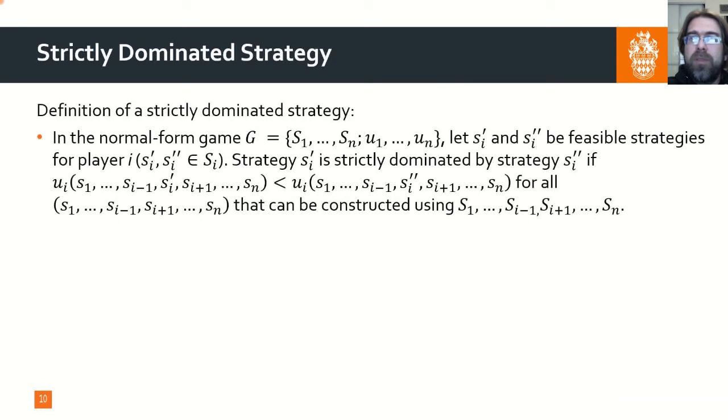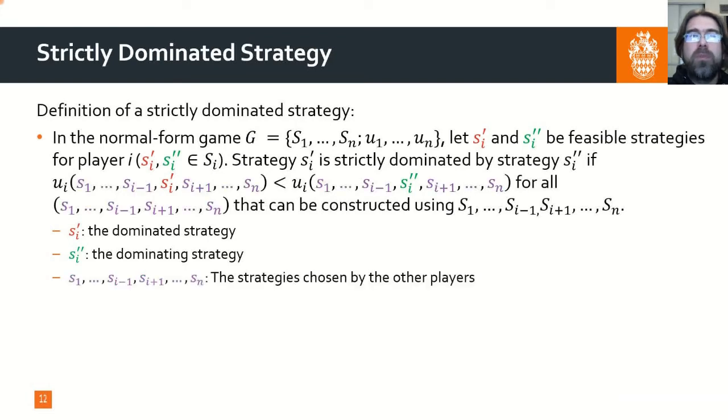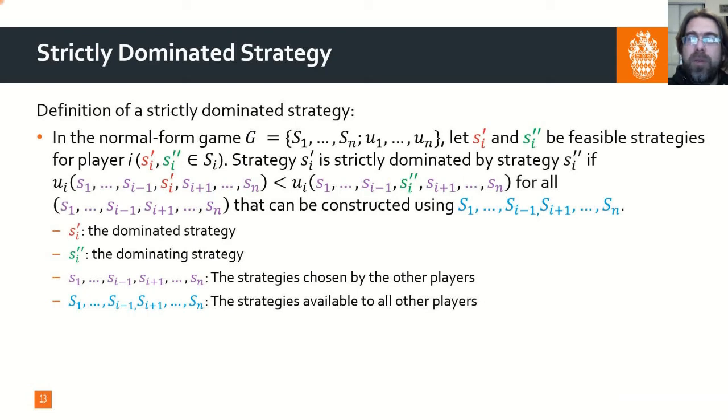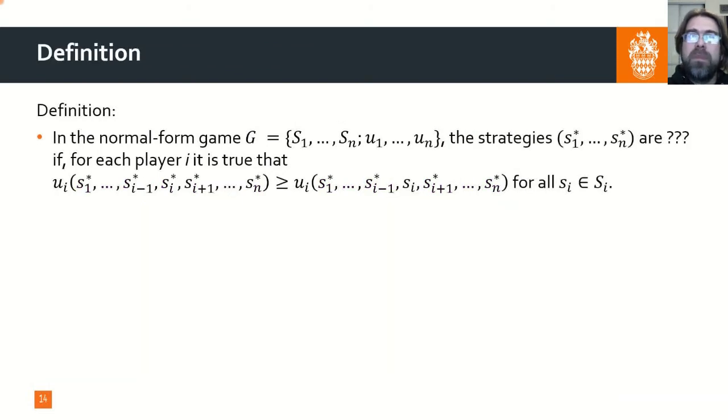Alright, I can't even read that properly. So let's break it down a bit. Si prime is the strategy that is dominated, and Si double prime is the strategy that dominates Si prime. Small s1 to small sn are the strategies chosen by all the other players. Note here that in the middle we exclude Si because we are talking about this player i, so the other players are every other player but not i. And capital S1 to capital Sn are the strategies available to all the other players. So with that in mind, it says that for all the possible strategies the other players could play, the payoff of playing Si prime for player i is always smaller than the payoff of Si double prime, which is exactly what being dominated means.